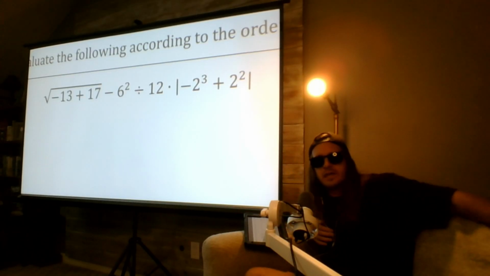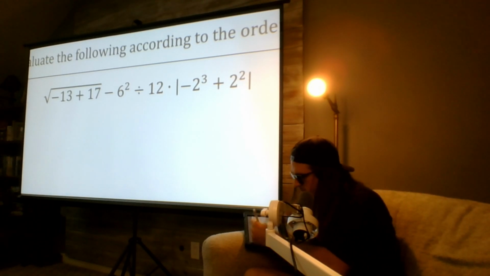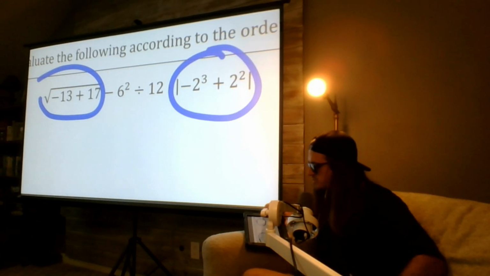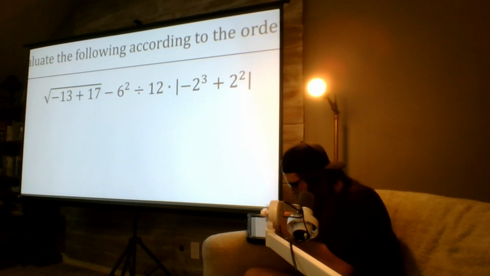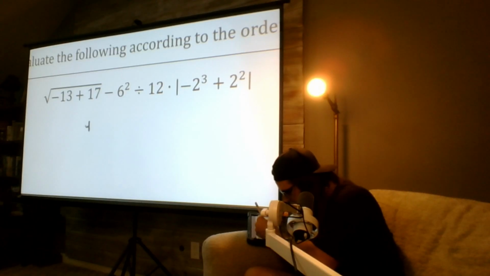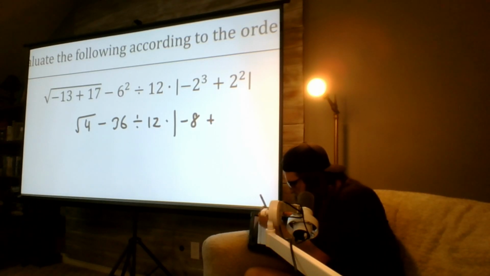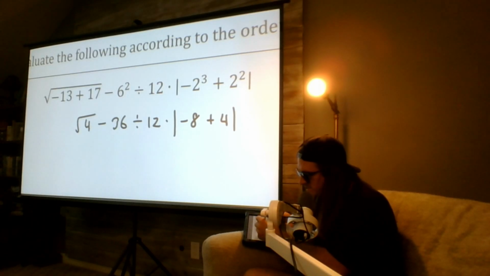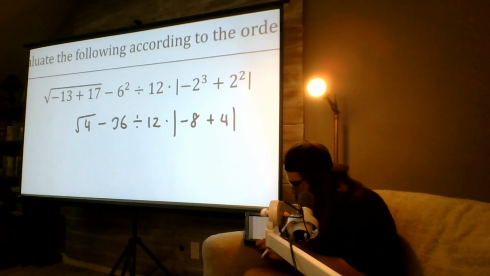here you have two things going on that I instructed you to treat as having parentheses, and that's going to be the root right here, and that's going to be the absolute value right here. So before we can do anything else, we need to simplify the inside of these parts. -13 plus 7 is 4. I can do the 6 squared right now, which is 36. -2 cubed is -8. 2 squared is 4. All right. This is ready to be square rooted, but this still needs to be simplified. So we're going to keep going here.